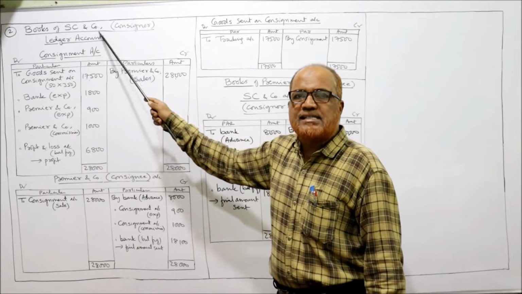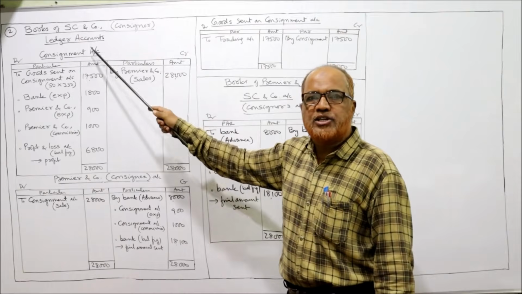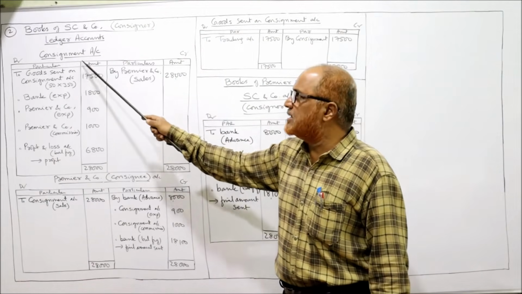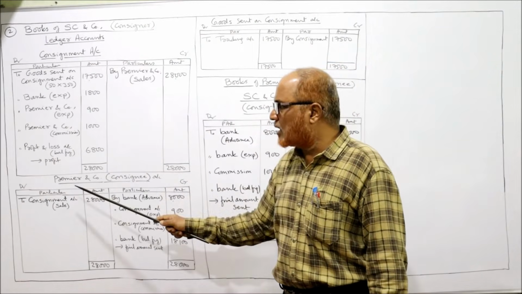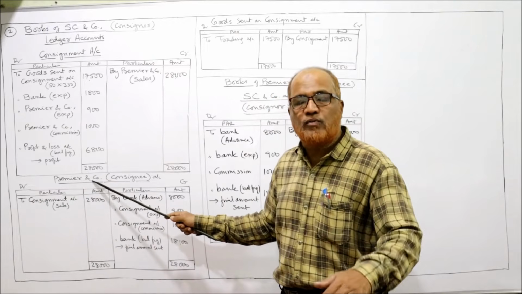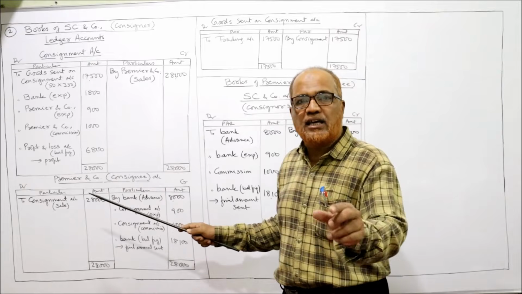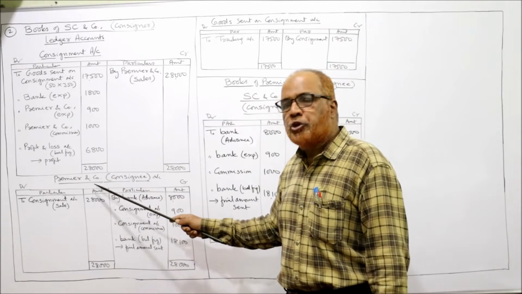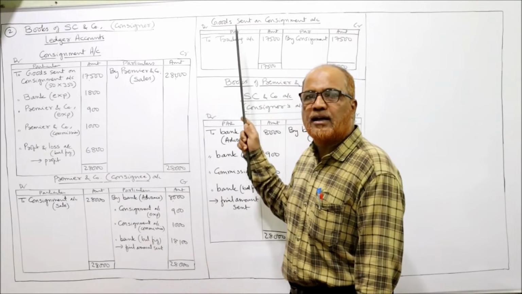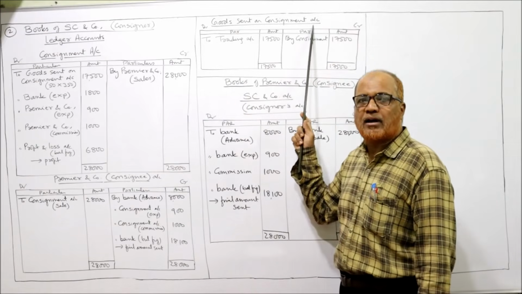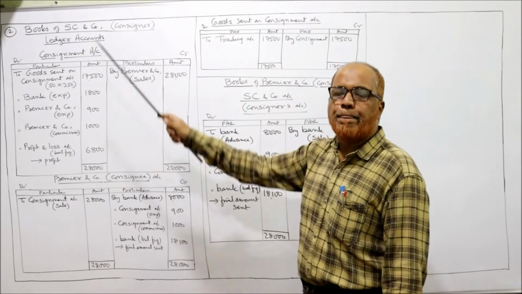In the books of SC and Company, the consignor, I am making ledger accounts. Which is the first ledger account? Consignment account. Second account, Premier and Company. Which is this Premier and Company? It's the consignee. The third account is goods sent on consignment account. These three accounts are prepared by the consignor.